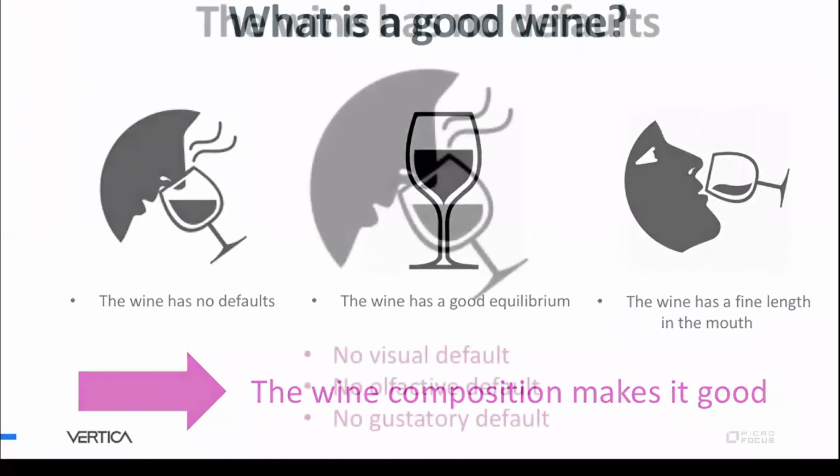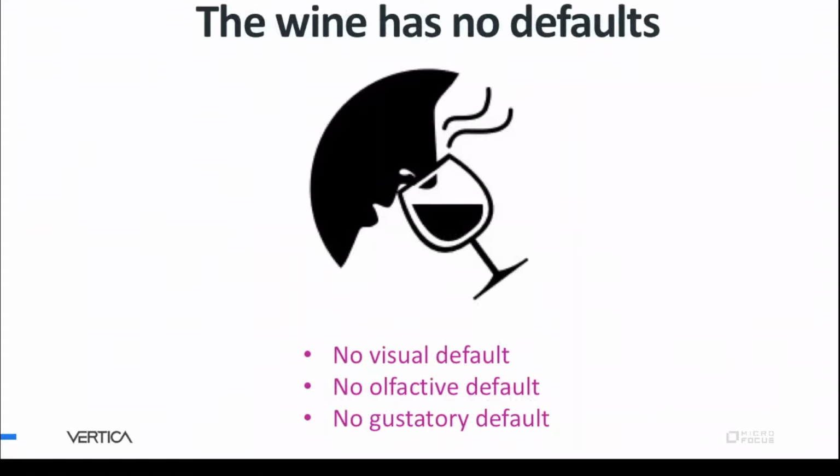So as I already said, when the wine has no default, there are 3 factors: no visual default, no olfactive default, and no gustatory default. But this part is really easy to see, because, for example, when you smell the wine, you will directly feel if there is a vinegar smell, or you will see directly that there is a default in the wine. So it's a really easy part.